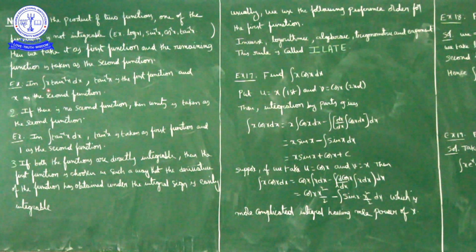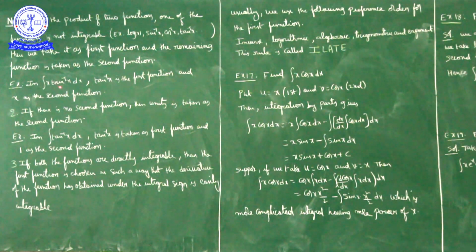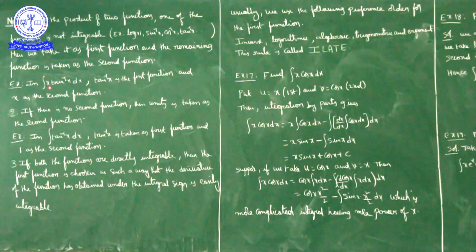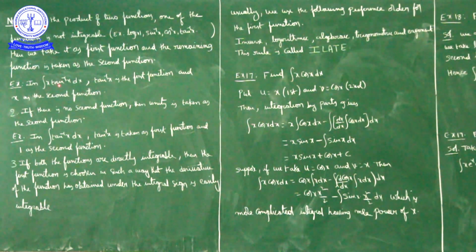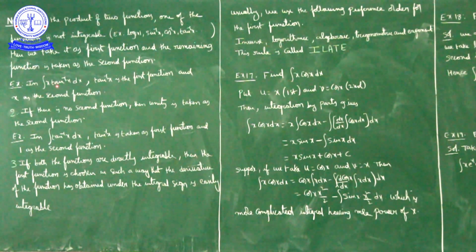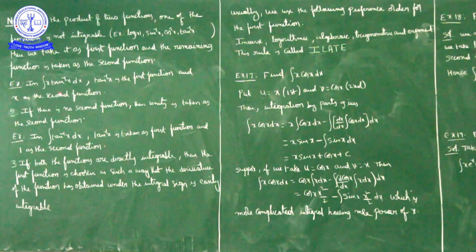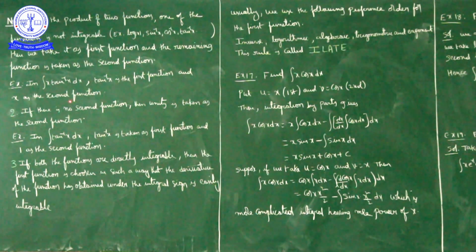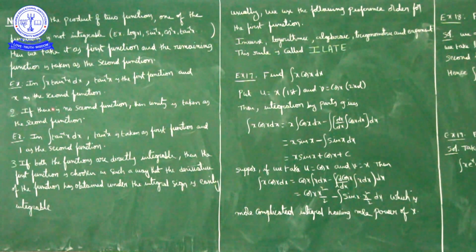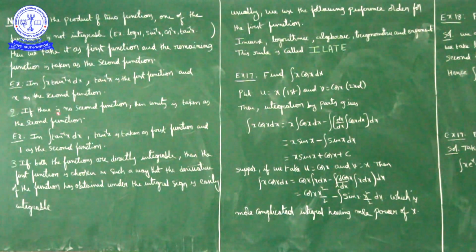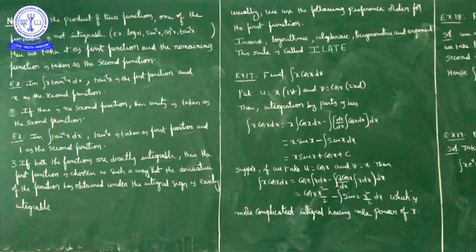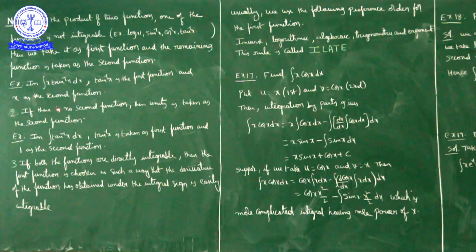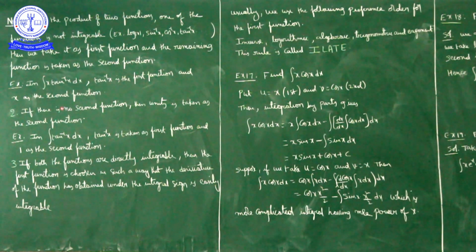In x into tan inverse x dx, we know the integration of x, but we do not know directly what is the integration of tan inverse x. So, we will consider tan inverse x as the first function and x as the second function. That is the first point. When you have a product of two functions, where one is directly integrable and one is not, the function which is not integrable, we will consider as the first function and the remaining part as the second function.